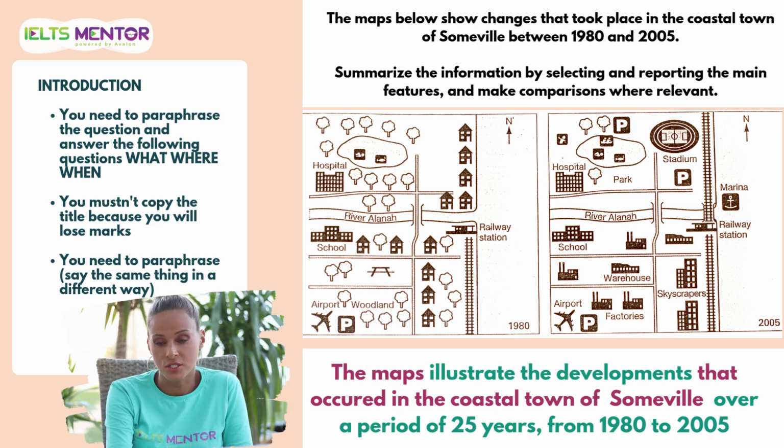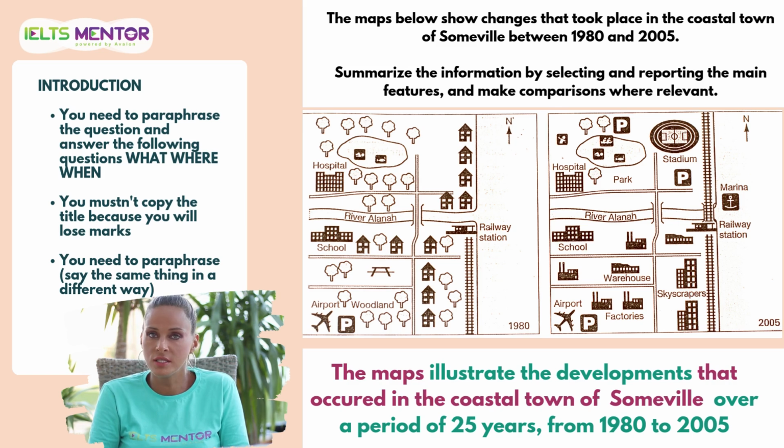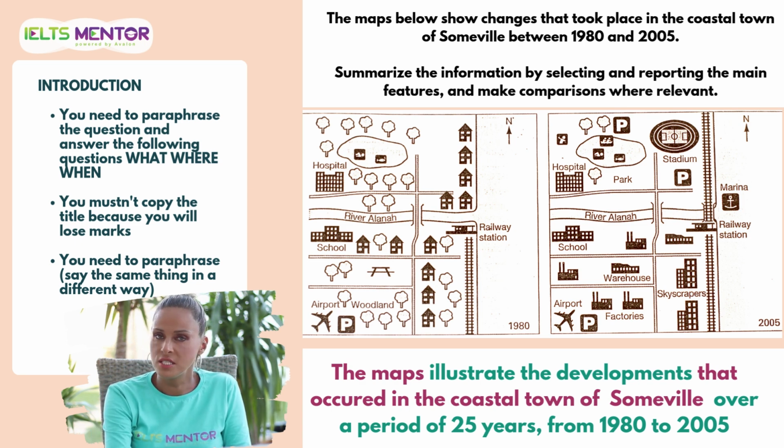This is something you can't change because it is the name of that city. Over a period of 25 years, from 1980 to 2005. So instead of "between 1980 and 2005," it is okay to write "from... to." So this is how we paraphrase the title. And this is pretty much it. This is enough for our introductory sentence.